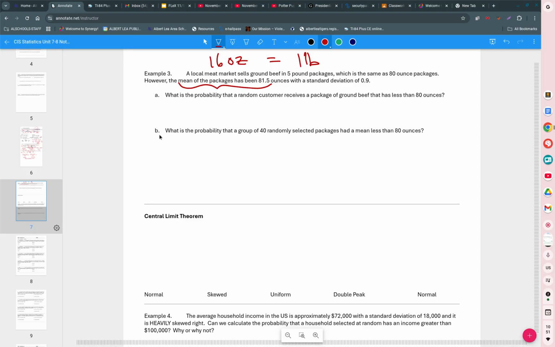You got people that are packing up. Do you think people are more likely to complain if they get less than 80 or more than 80? Yeah, they don't want less, right? They don't want to be short-handed. So they're finding that they put a little bit more in.